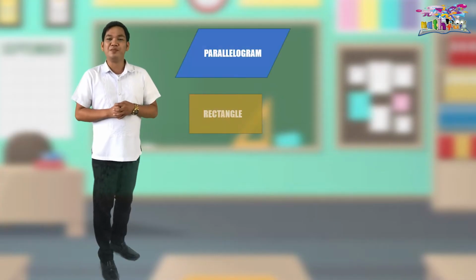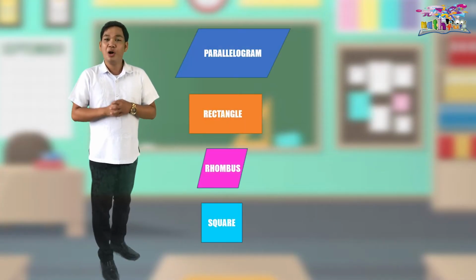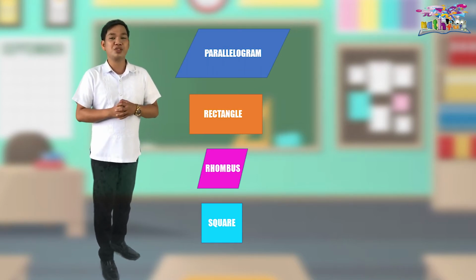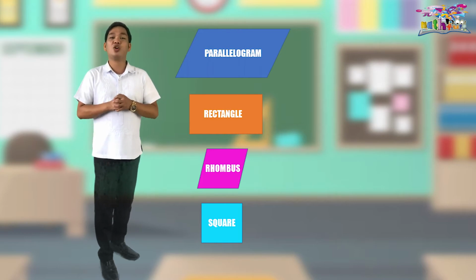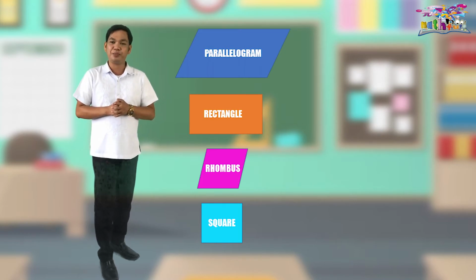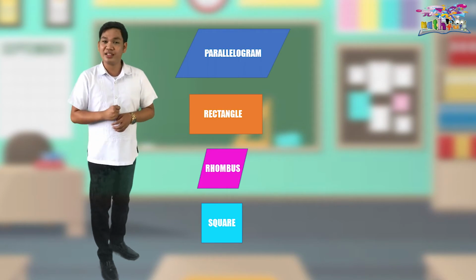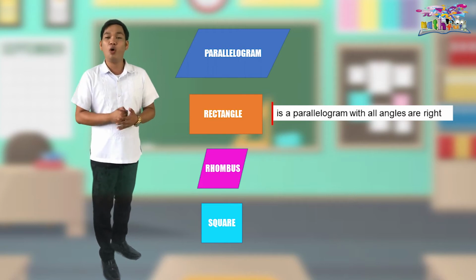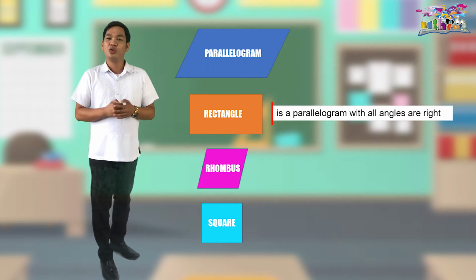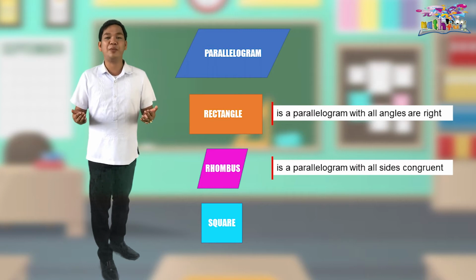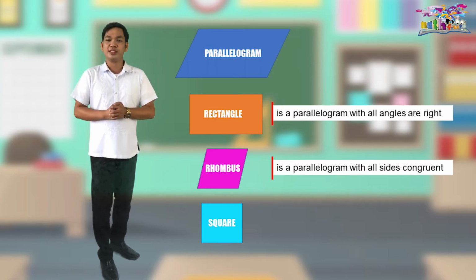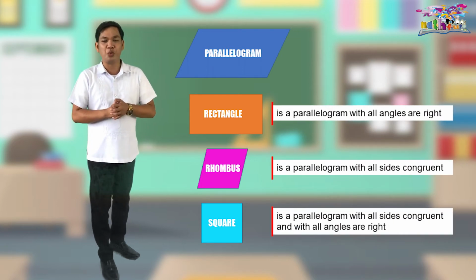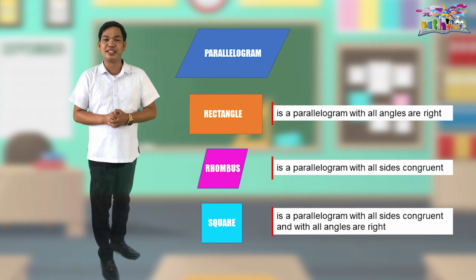Parallelogram has special types: rectangle, rhombus, and square. These are all parallelograms because they have 2 pairs of opposite sides parallel. But they have their unique characteristics. Rectangle is a parallelogram with all angles right. Rhombus is a parallelogram with all sides congruent. And square is a parallelogram with all sides congruent and with all angles right.